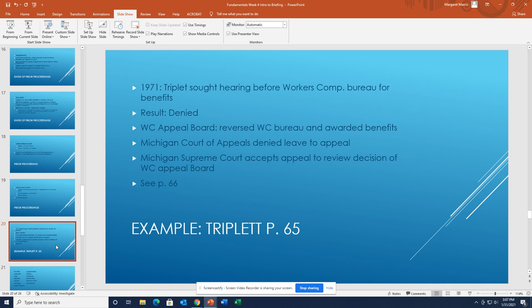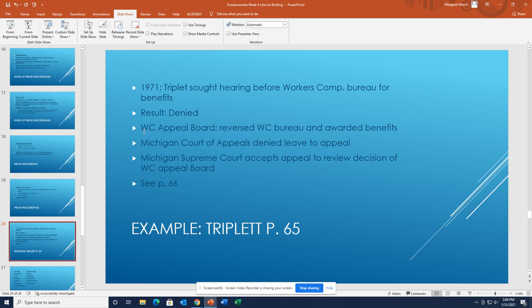Okay, so on page 65 of Hamey's, there's a whole triplet. Here it is. This was something about a workers' compensation case. This guy sought a hearing before the workers' comp board for benefits, and he was denied. So then he appealed that. This is an administrative decision. He appealed it to the workers' comp appeal board, and they reversed. So now he has benefits, and he's happy.